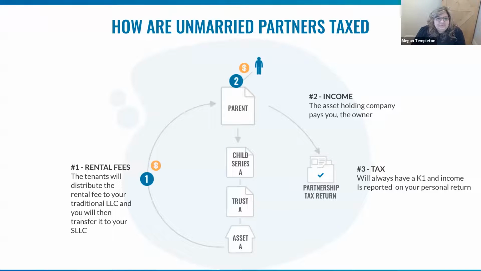So you've got the rental fees coming in. Those rental fees are going to come into either your property manager, your traditional LLC, however you're collecting those fees. Those are going to be distributed to your Series LLC. From that Series LLC, it can distribute income to you personally as the owner. And so you'll take that out as an owner distribution, and then the taxes come at the back end of that.